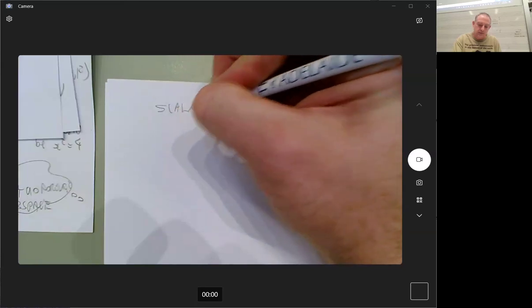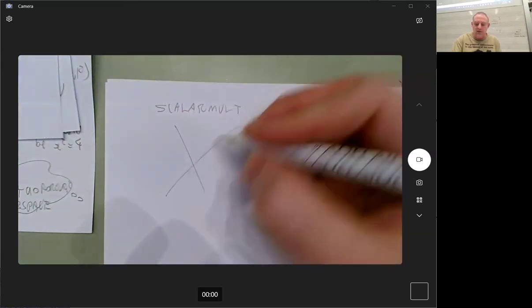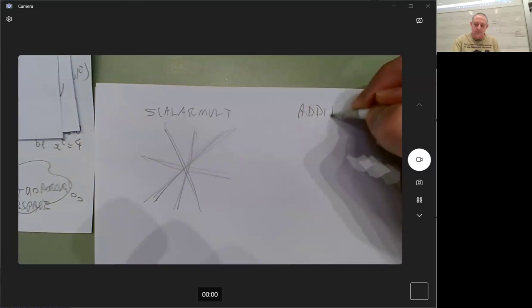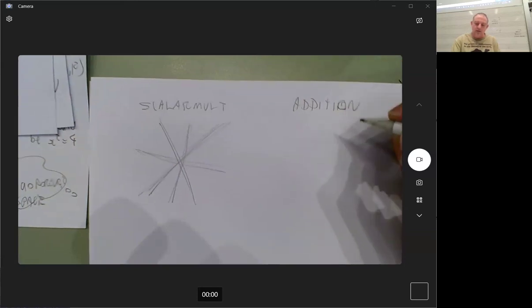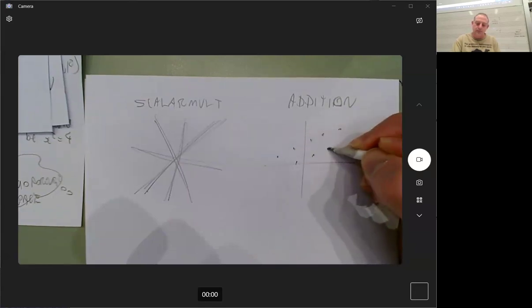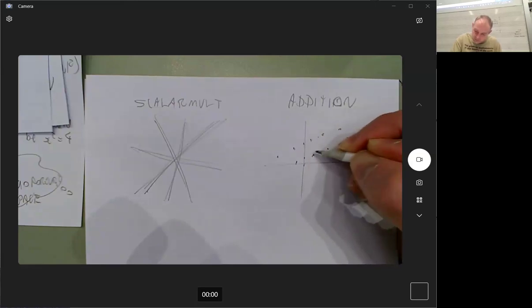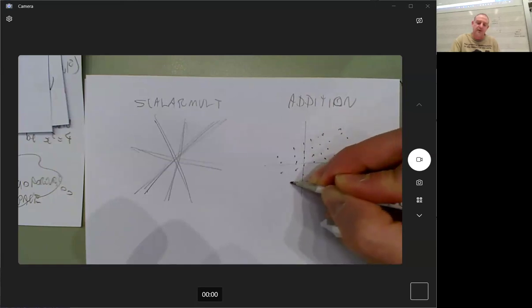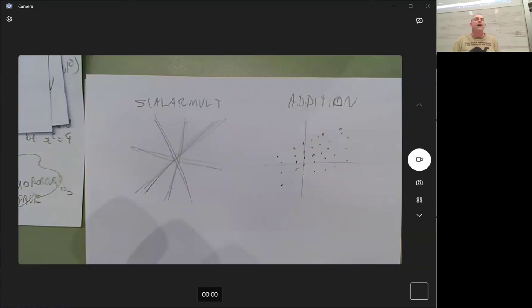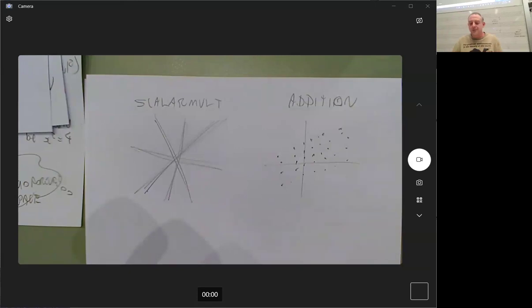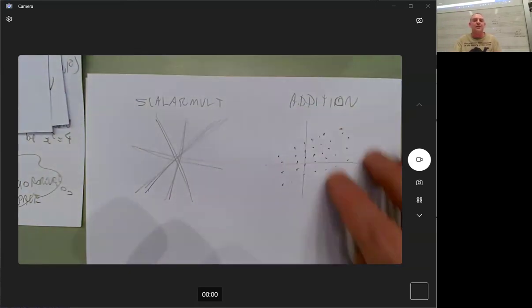And so scalar multiplication tends to produce things that look like stars, and addition tends to produce grids. Tends to produce a grid of dots like that. Because if you can only add things, actually you only get them in one direction, because you can't do subtraction. But anyway, things that satisfy addition tend to look like grids.